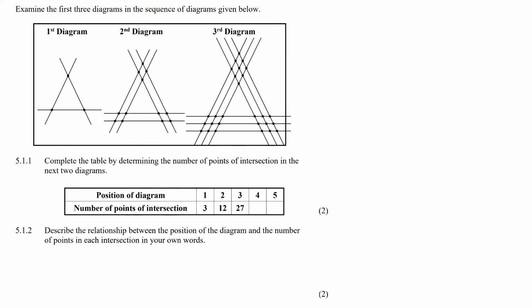Examine the first 3 diagrams in the diagram given below. Complete the table. Okay, so here we can see in this first position there are 3 points of intersection. That's why they've got a 3 over there. In the next one, there's 1, 2, 3, 4, 1, 2, 3, 4, so that's 8, 9, 10, 11, 12. So you see there's 12 over there. And then in this one, there's 9, 18, 27.